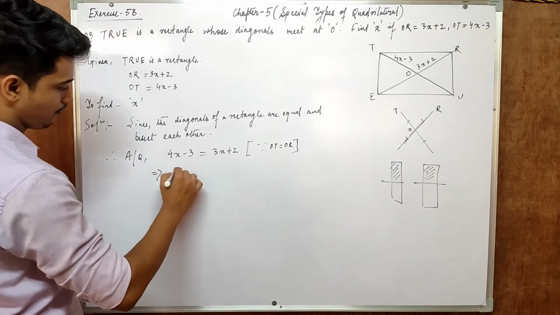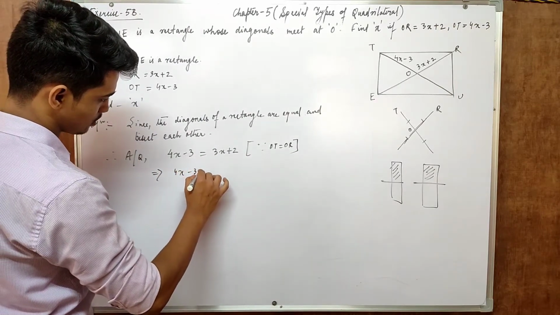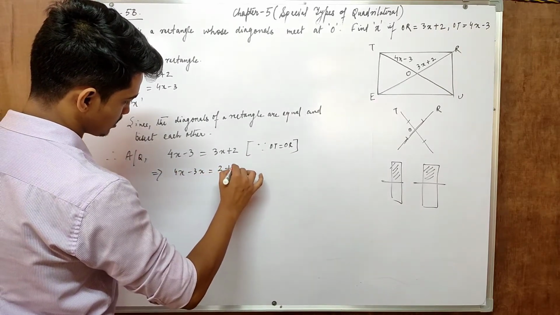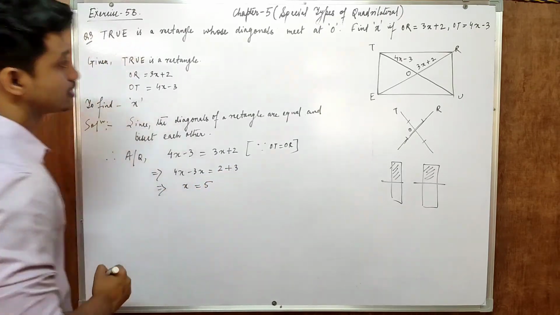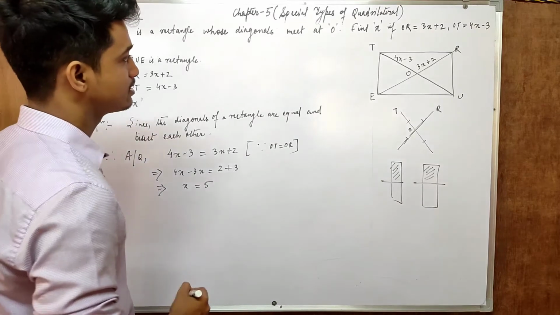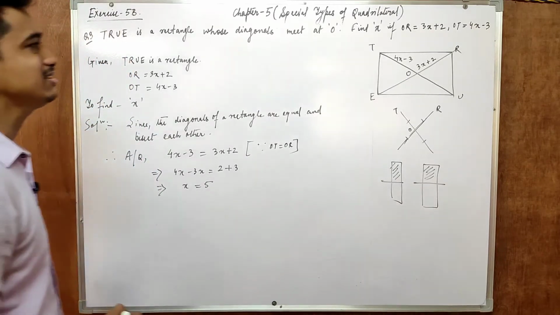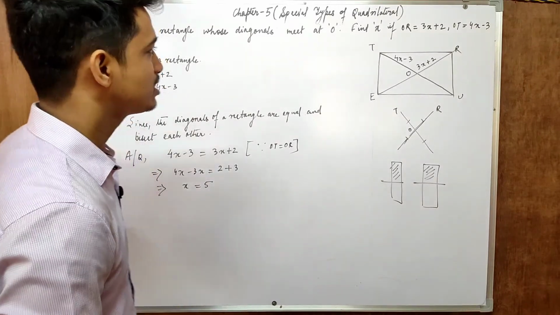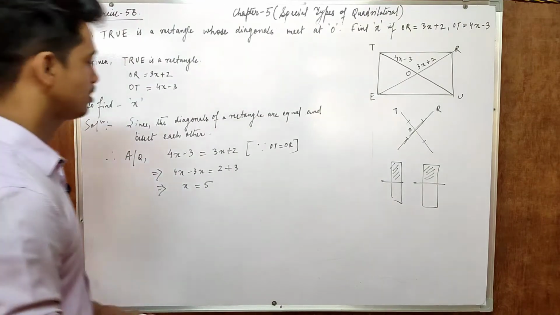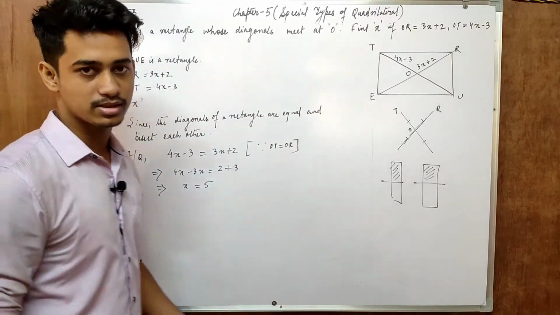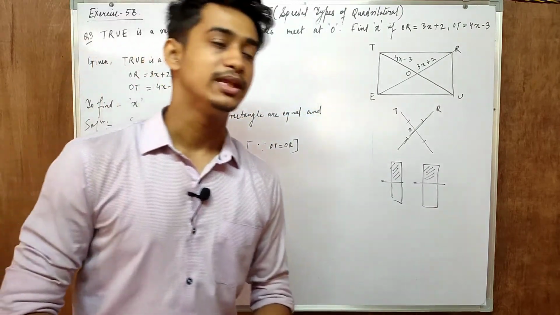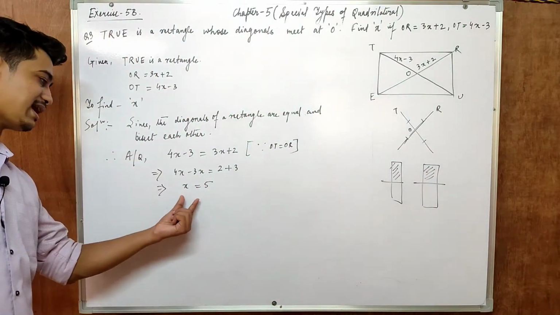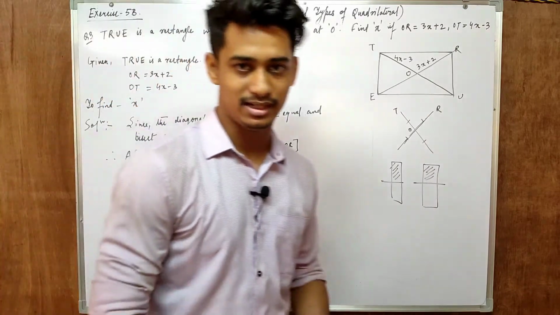So what is the answer? 4x minus 3x equal to 2 plus 3. So that means x equal to 5. So x equal to 5 is the required answer, because they have not mentioned any unit over here, so we cannot write that x could be 5 centimeter or 5 meter, I don't know. So we have to keep that 5 intact like that.